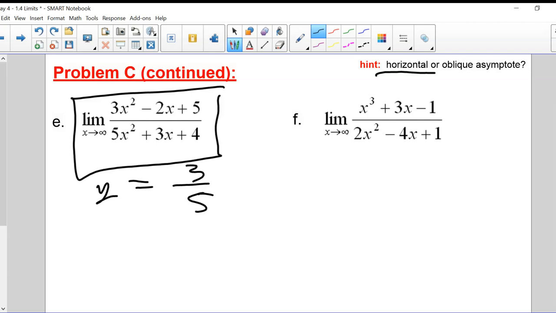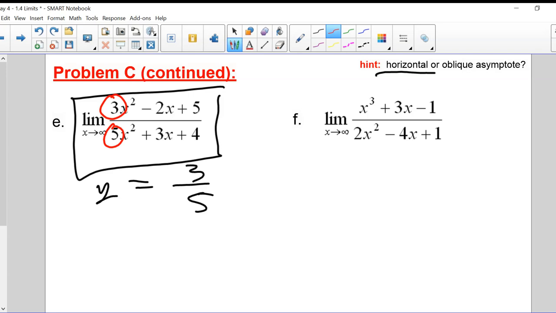To get the horizontal asymptote of a rational function where the degree of the numerator and the denominator are the same, which it is, they're both second degree functions. The top is 3x squared, the bottom is 5x squared. You take what's called the ratio of the lead coefficients. The lead coefficient on top is 3. The lead coefficient on the bottom is 5. What's the ratio of those two things?